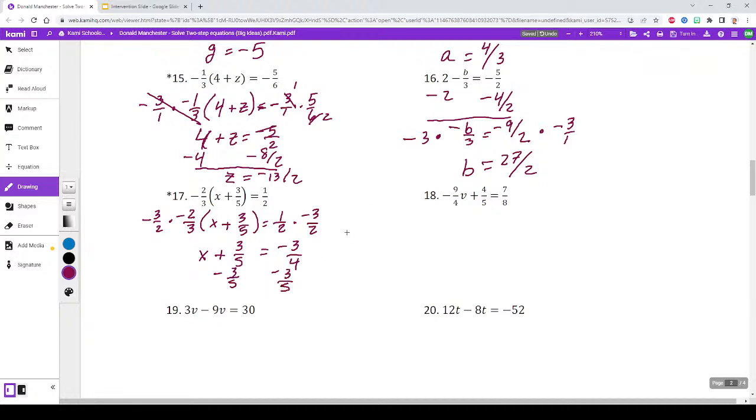I'm going to do some side work over here because, twofold, I can't fit my answer in there, but also I'm not going to bother adding them that way. Negative 3/4 plus negative 3/5.